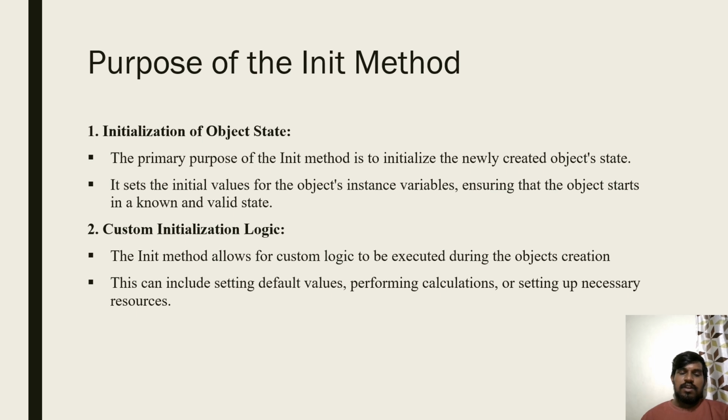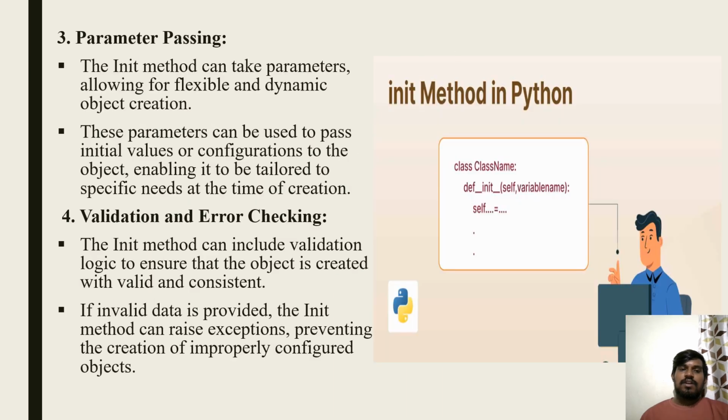Purpose of init method: initialization of object state. The primary purpose of the init method is to initialize the newly created object's state. It sets the initial values of all the object's instance variables, ensuring that the object starts in a known and valid state. Customize initialization logic. The init method allows for custom logic to be executed during the object's creation. This can include setting default values, performing calculations, or setting up necessary resources.